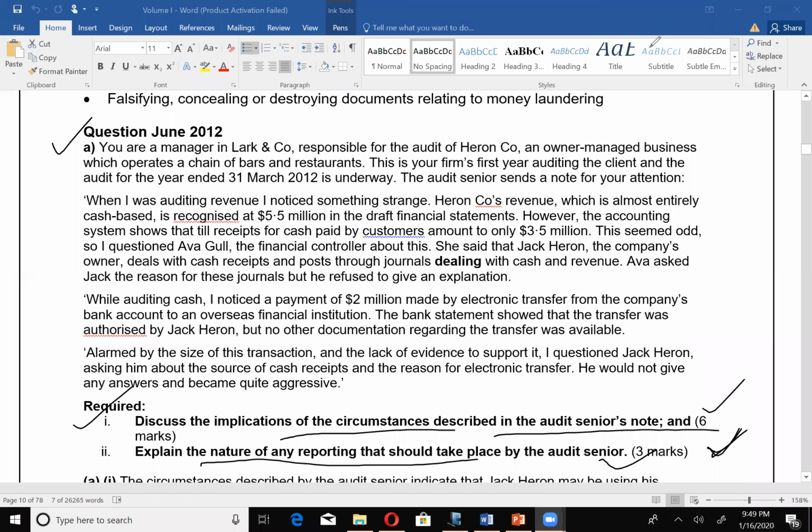Okay, now let us start it. Students, you are a manager in Larkin company, responsible for the audit of Heron company, an owner managed business which operates a chain of bars and restaurants. This is your firm's first year auditing the client, and the audit for the year ended 31st March is underway. The audit senior sends a note for your attention.